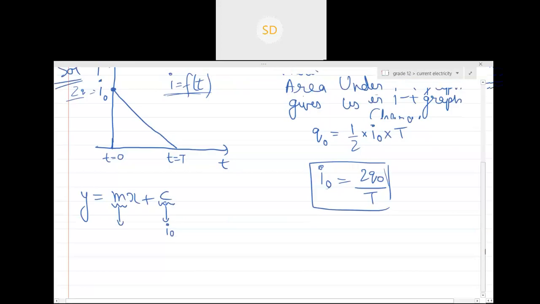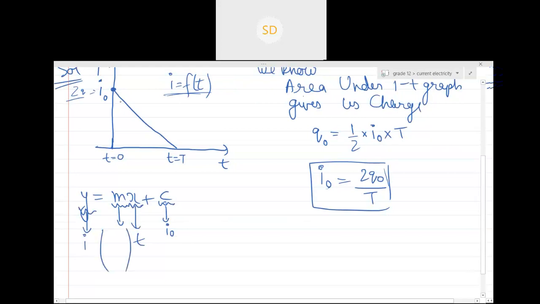Can anyone calculate what is the slope? On the x-axis you have time and on the y-axis you have current. Can anyone calculate this slope for me, please? What is the slope of this? Minus I naught by T. Minus of I naught by T. Is there any help needed in calculating the slope? Is it fine? Yes or no, guys? Minus I naught by T.